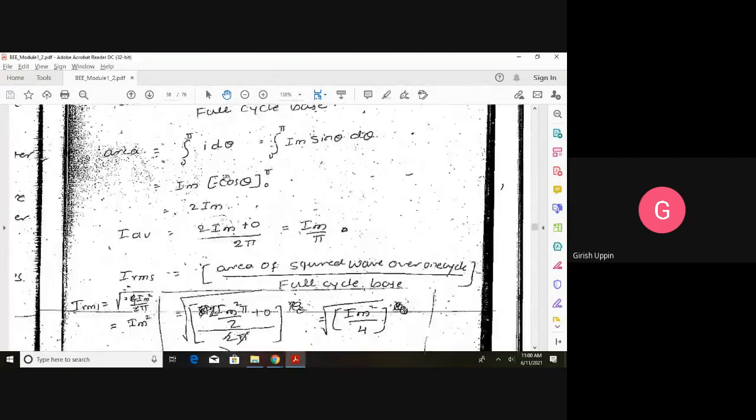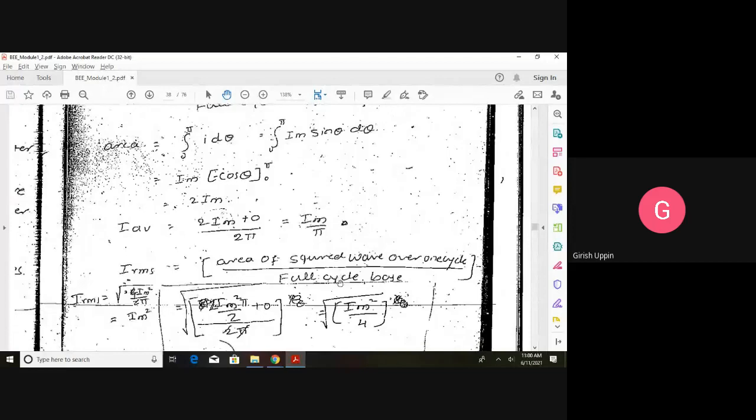Therefore, I average value is equal to 2Im plus 0 divided by 2 pi, and therefore I average is equal to Im by pi. Similarly, you can calculate the RMS value. What is the RMS value? It is a square root of the area of the squared wave, for one cycle, or you can take half cycle, divided by the full cycle base, or if you are taking half cycle, you can keep it as half cycle.